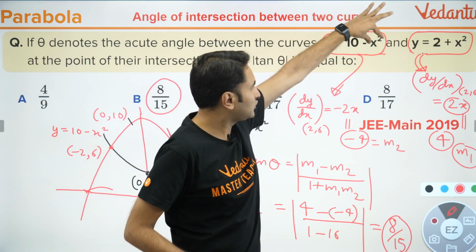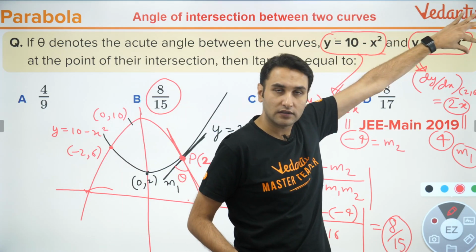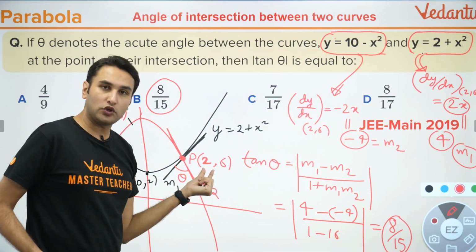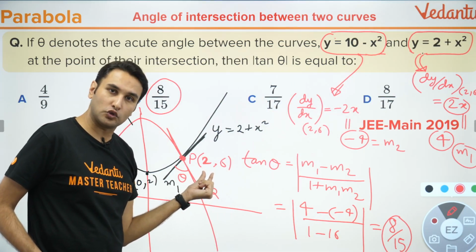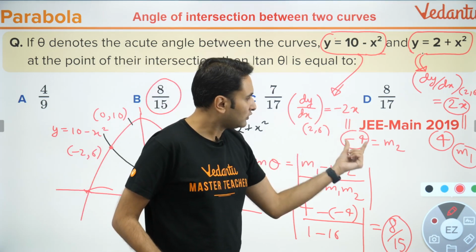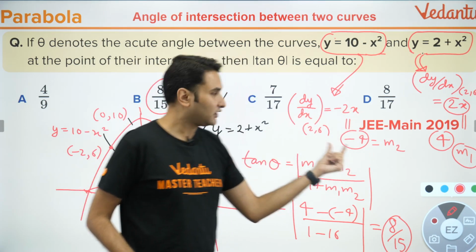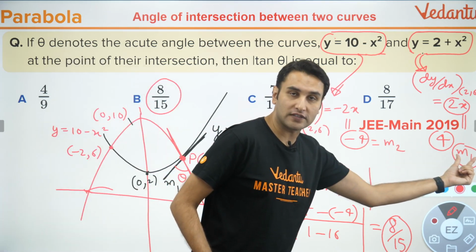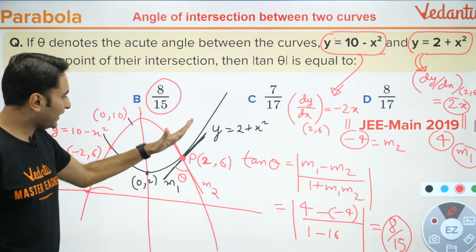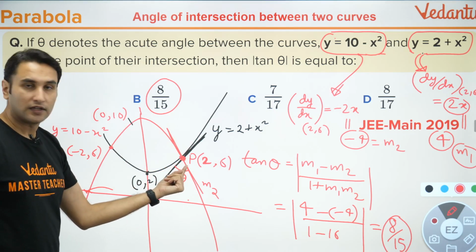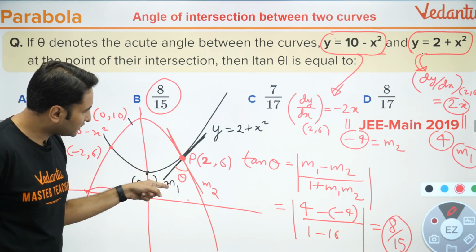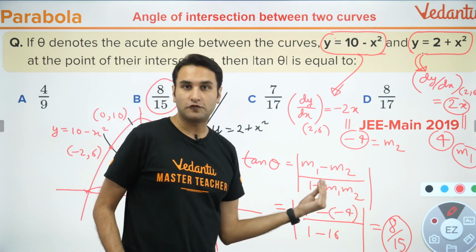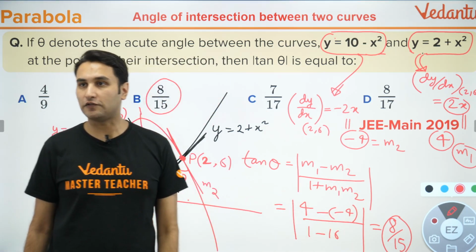So dy by dx is 2x, sorry, -2x and 2x. Since I know the point 2,6, so what is the x? X is 2. So -4 is the slope of the tangent to the red curve at the point 2,6. And 4 is the slope of the tangent to the black curve at 2,6. So I know the slope of the black tangent, I know the slope of the red tangent. Angle between them, formula, you get the answer, tan theta is 8 by 15.